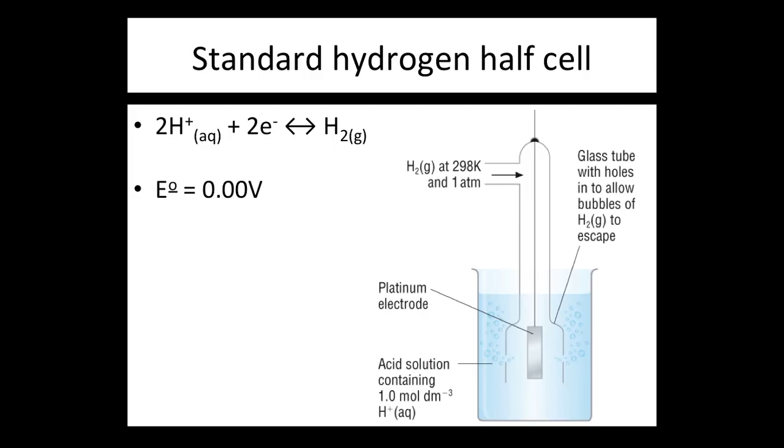The solution must contain a solution of hydrogen ions at 1 mole per decimeter cubed, and finally it must be under standard conditions of temperature and pressure, so 1 atmosphere pressure and 298 Kelvin.